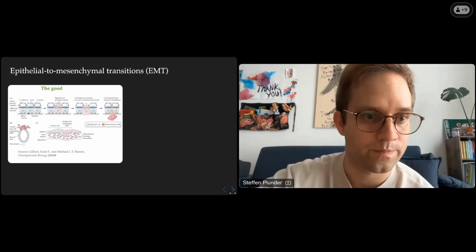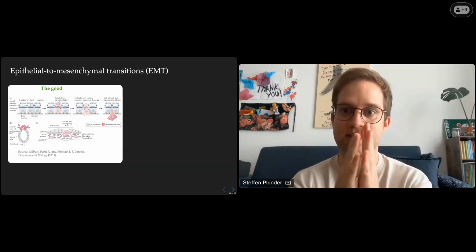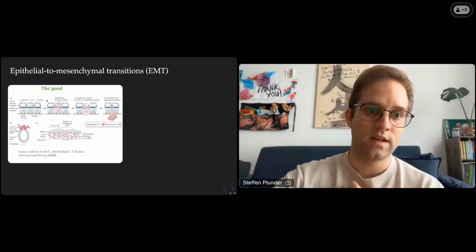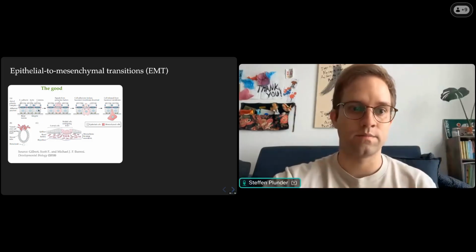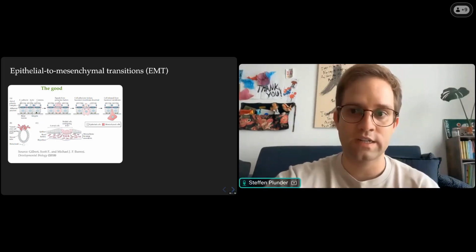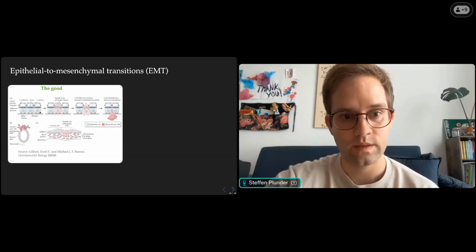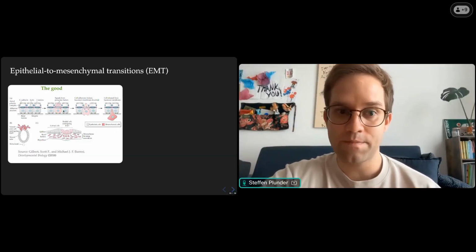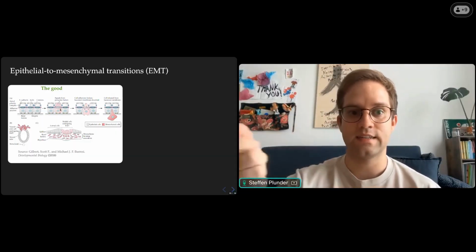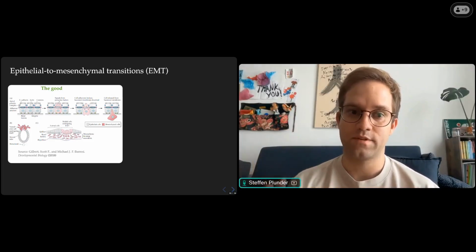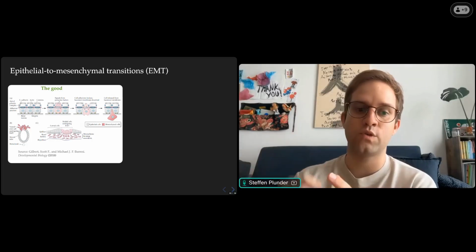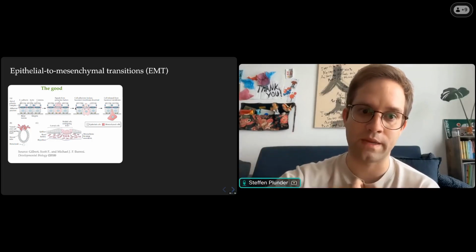The cells are connected to their neighbors, and the cells are connected to the basal membrane where they have a good stability. So it's a very structured tissue. But what can happen is that some of these cells might get a signal which tells them, please change your cell type. We need you to do another function in the body maybe.